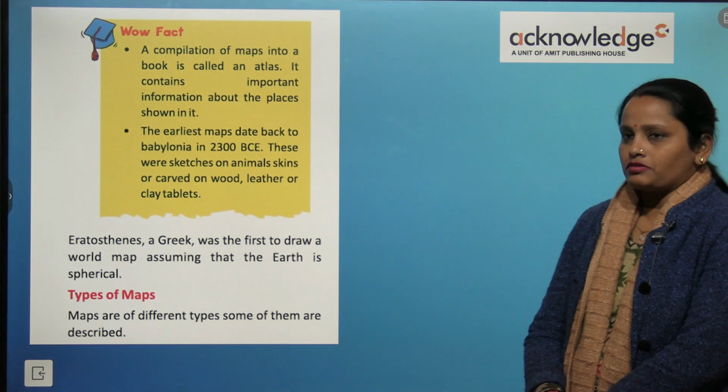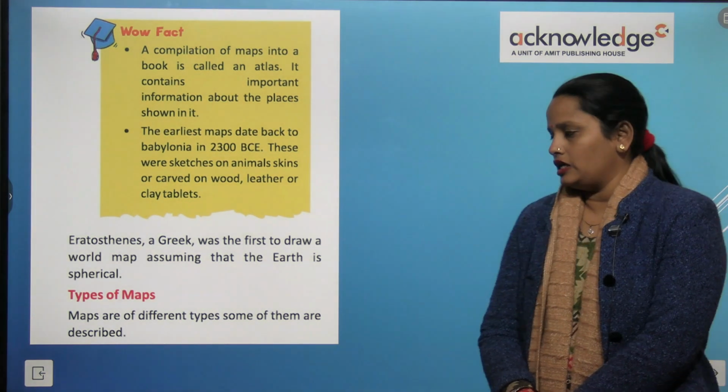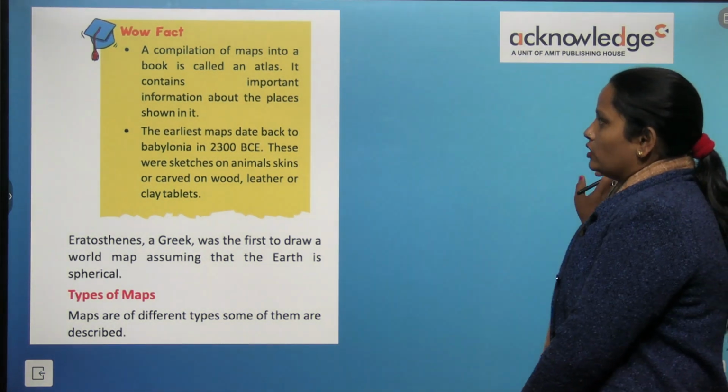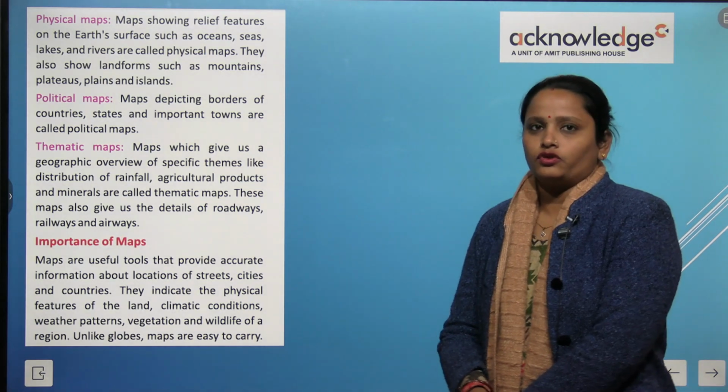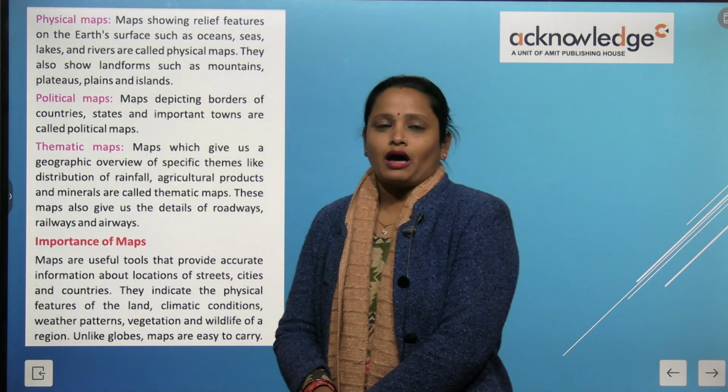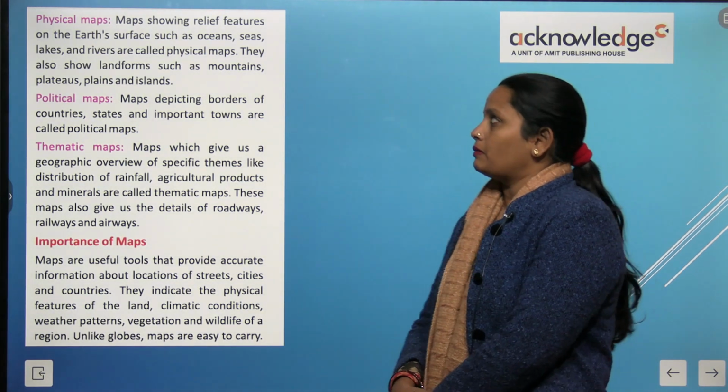Types of maps. कौन कौन से टाइप्स ऑफ मैप्स हैं? Maps are of different types, some of them are described. So now we are going to learn about the different types of maps. The first one is here, the physical map. पहले हम पढ़ेंगे physical map के बारे में.